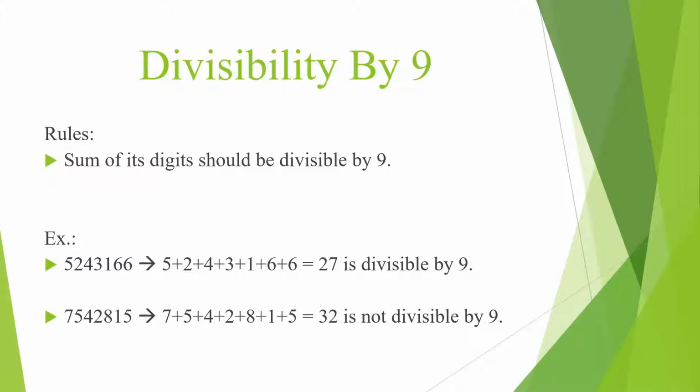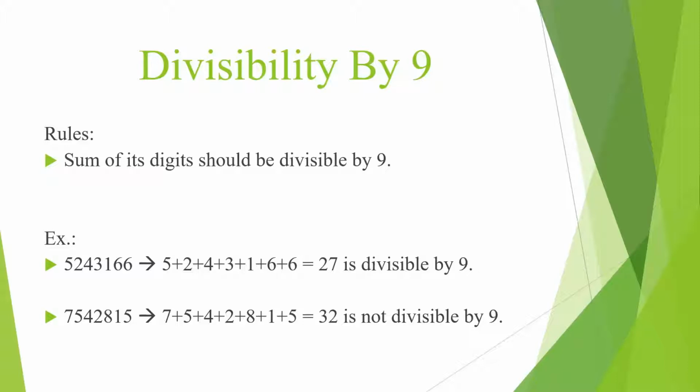For example, let us consider this number 52,43,166. We have to sum up all the digits. That is nothing but 5 plus 2 plus 4 plus 3 plus 1 plus 6 plus 6, which is 27. 27 is divisible by 9. That is nothing but 9 into 3 equal to 27. Remainder is 0. So we conclude 52,43,166 is also divisible by 9.